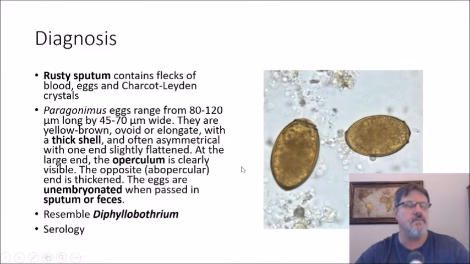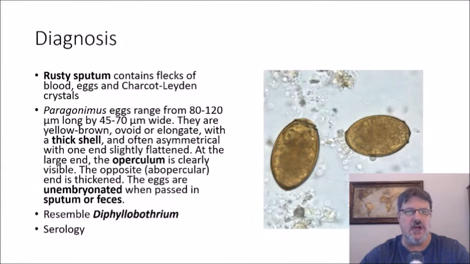Diagnosis. You could see a rusty sputum which contains flecks of blood and eggs, and Charcot-Leyden crystals, which are essentially these long, thin, diamond-shaped crystals that are the breakdown products of eosinophils. Now, Paragonimus eggs range from about 80 to 120 microns long by 45 to 70 microns wide. They are yellow-brown, ovoid or elongate, with a thick shell, and you can see the thick shell here. It's pretty evident.